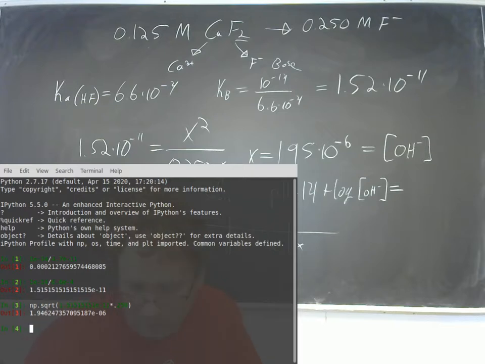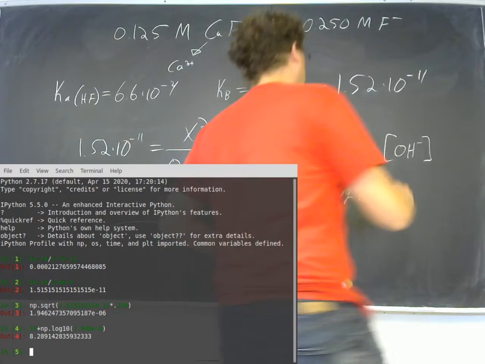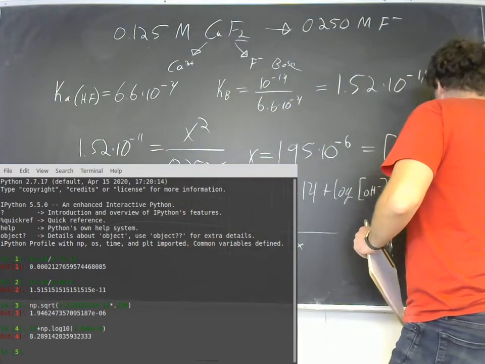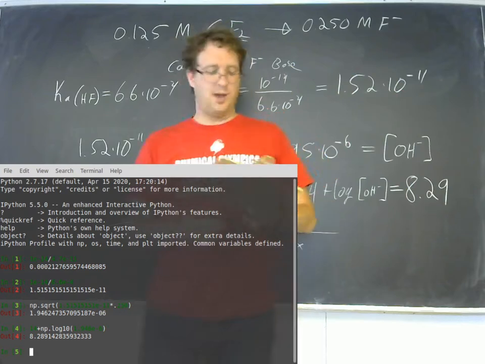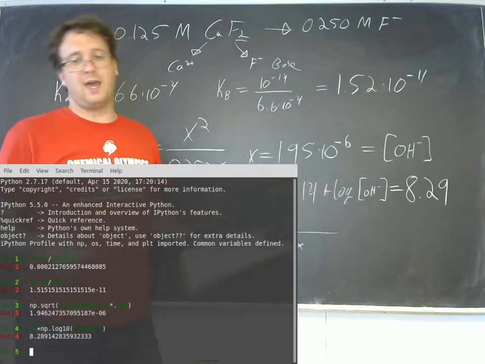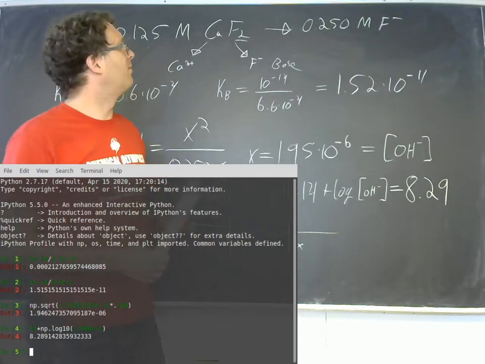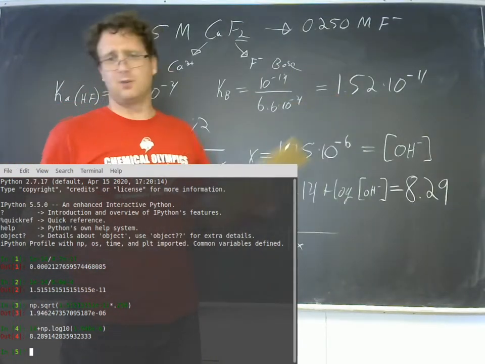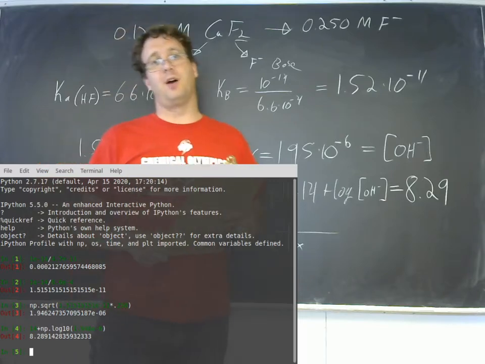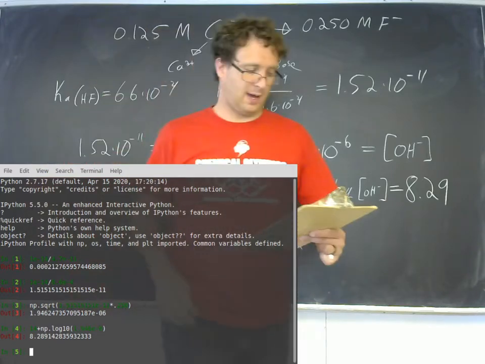So we'll say 14 plus the log of 1.946e negative 6. And we're going to get 8.29. We only get 2 sig figs here. 8.29 is the pH of a 0.125 molar calcium fluoride solution. Fluoride ion has a low enough Kb value that you'll notice this isn't very far from neutral solution anyway. Okay, and that's it for 16.7.